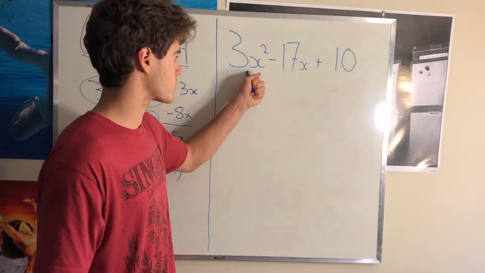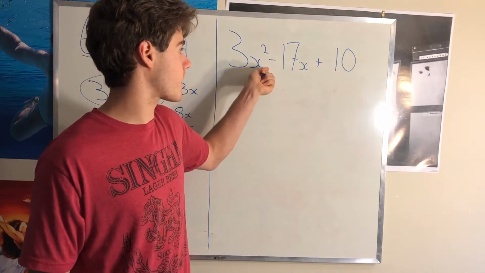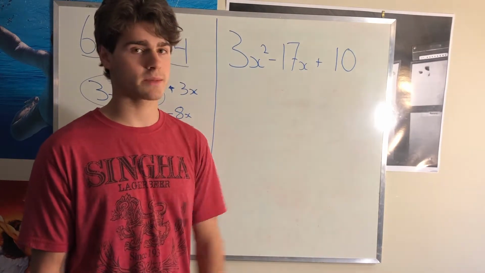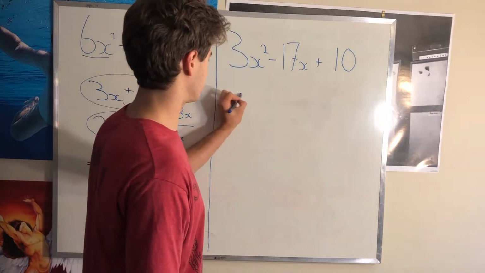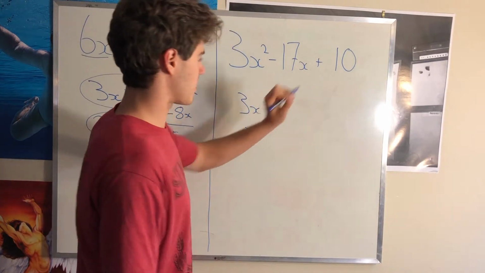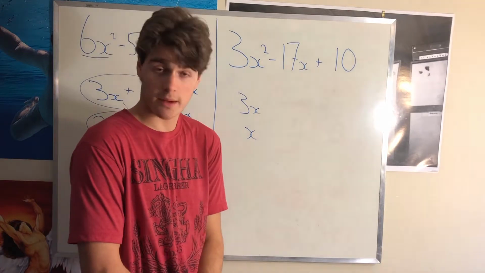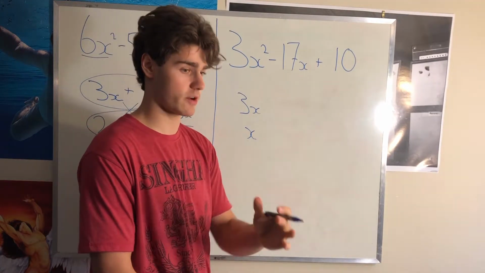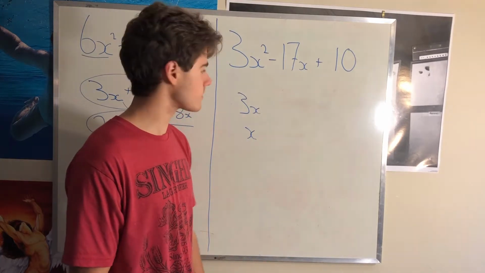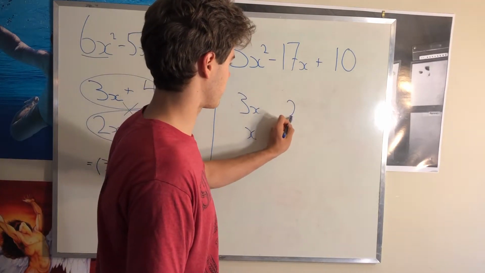So there's only one way to split 3x squared up into different factors. That will be 3x and x. 3x times x equals 3x squared. Okay, now for plus 10, we have a couple of different options, just like before. We could do 10 and 1, or we can do 2 and 5. So let's just do 2 and 5.